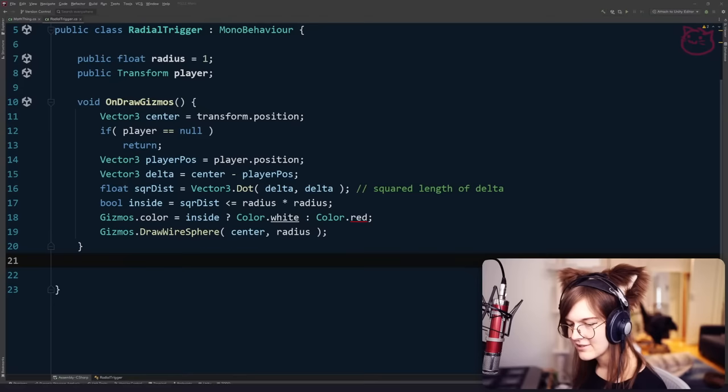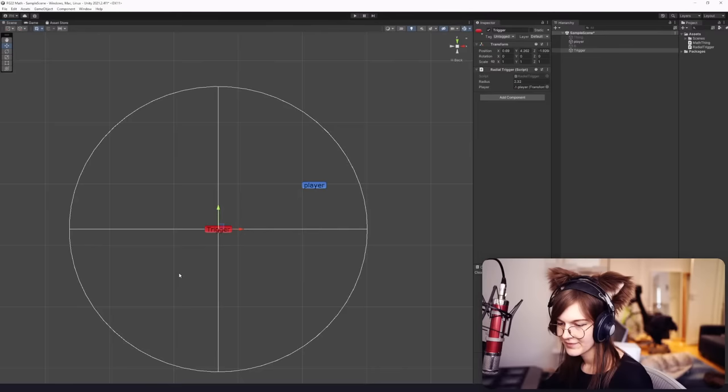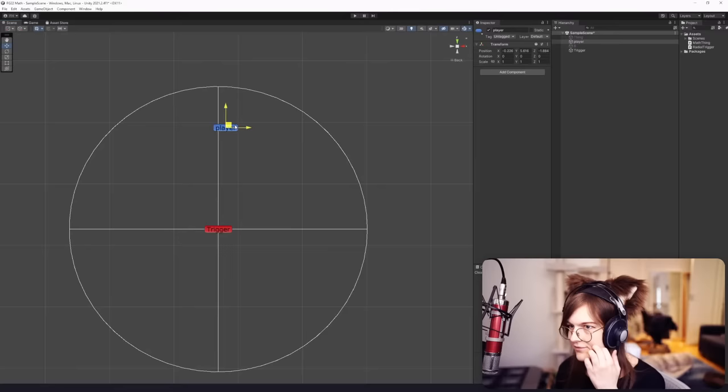Why don't you use delta.normalized? Because we don't need the... So delta.normalized would give us the direction from one to the other. But we don't really need the direction. We need the length, right? Because the direction doesn't actually matter, whichever direction we're going in.